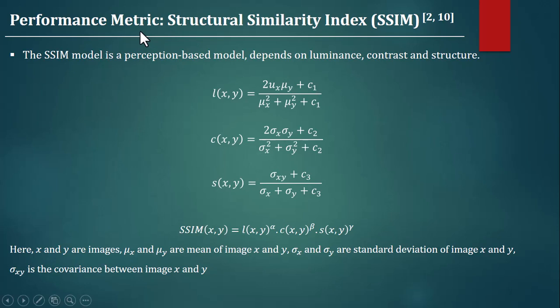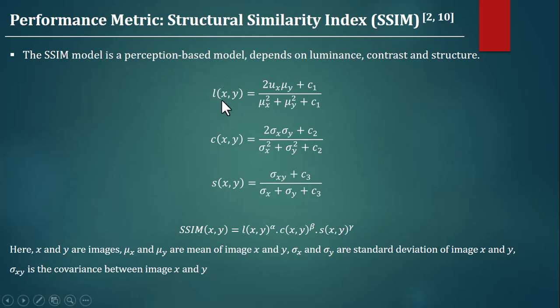And the last one is SSIM, Structural Similarity Index metric. So the SSIM model is based on the perception of the human, that is how we perceive the image. So basically it depends on three parameters: luminance of the image, that is brightness; contrast of the image, that means how much intensity is spread over the image; and structure of the image.